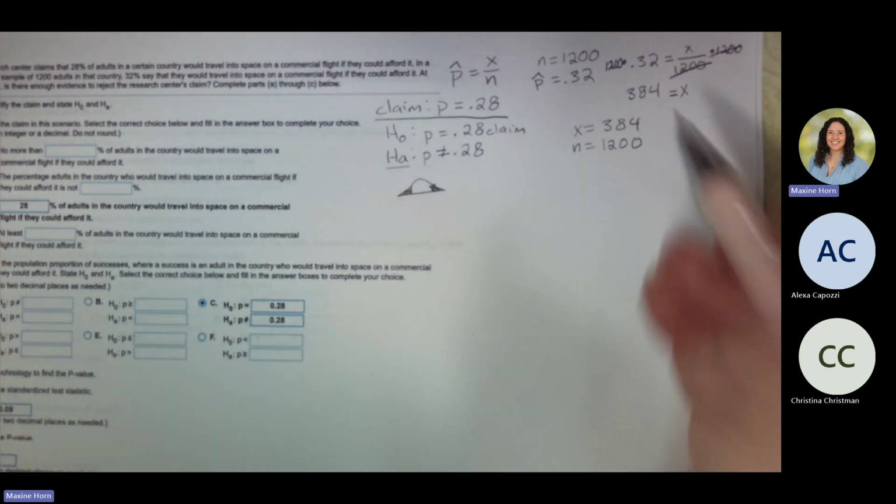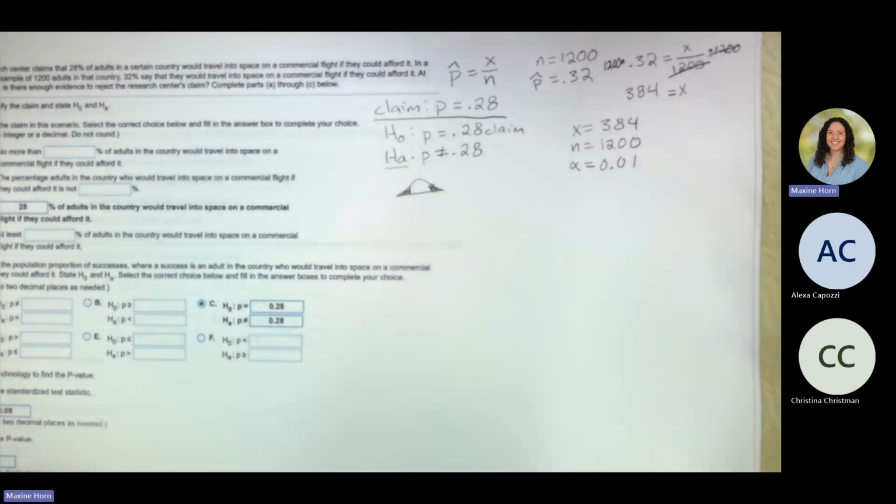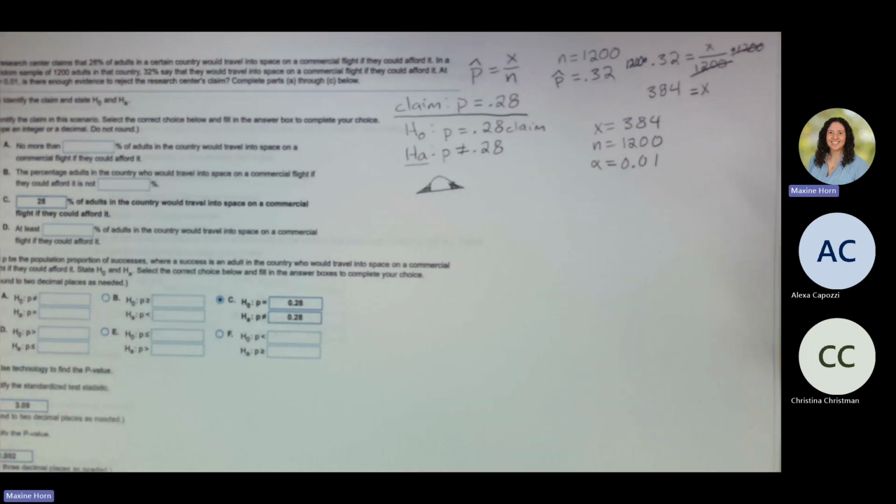Okay, so we have our x, we have our n. What else did they give us? They gave us our alpha. Oh, I didn't write my alpha where I usually like to write it. I usually like to write it higher. I guess I'll just write it over here. It's 0.01.